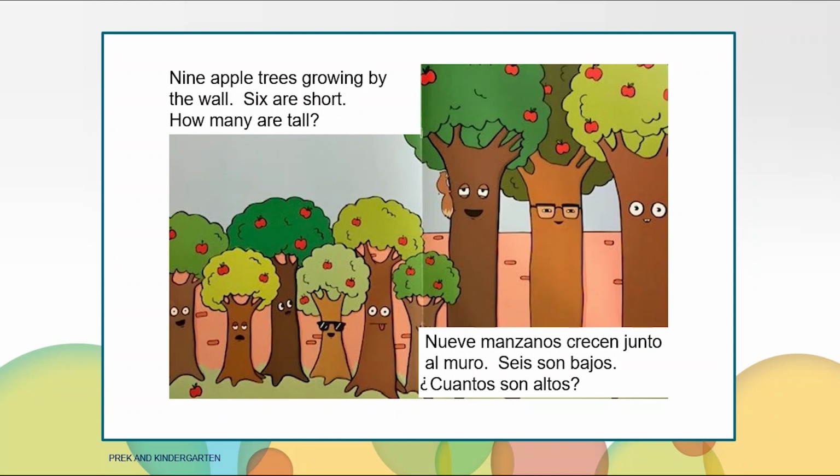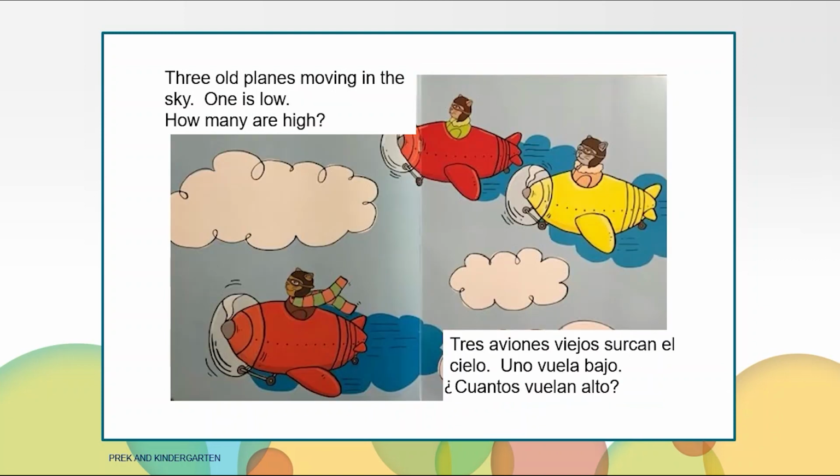6 are short. How many are tall? 3. We can easily tell how many are tall because they are the bigger ones. Let's count them. 1, 2, 3. 6 apple trees are short and 3 apple trees are tall. 3 old planes moving in the sky. 1 is low. How many are high? 2.